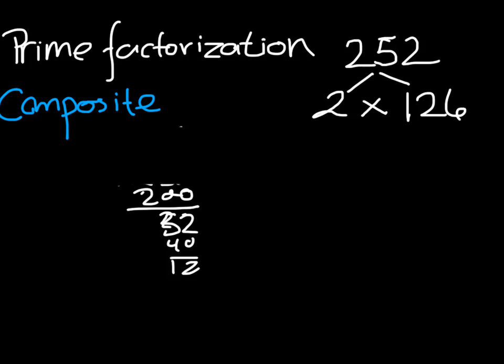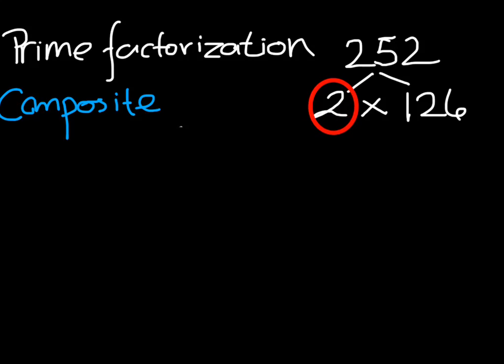Let me erase this side work. Are any of these two factors prime? And the answer is yes, 2 is prime. So I'm going to put a little circle around that, telling me that that branch of the tree is not going to grow anymore. 126, again, is even, so I'm going to break it into 2 times something, because it's the easiest thing to do. And this one I can mentally figure out is going to be 63.